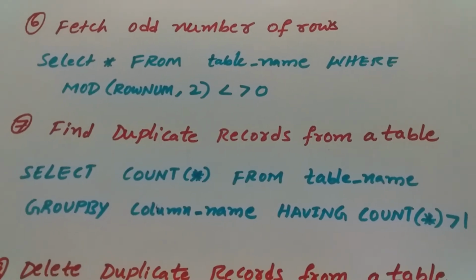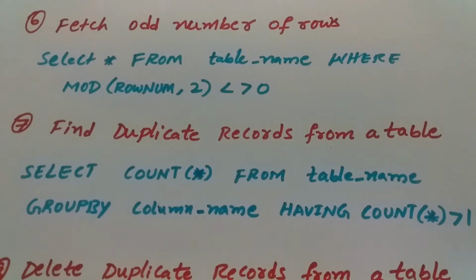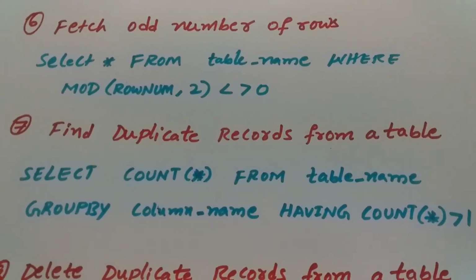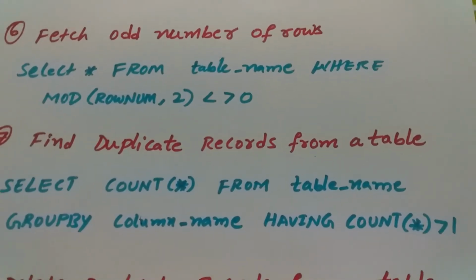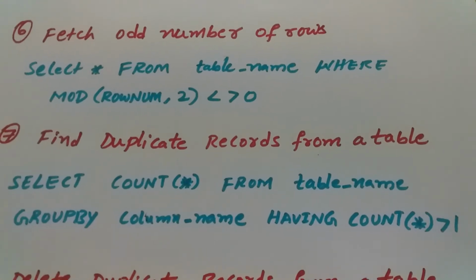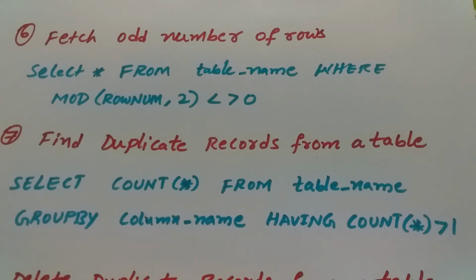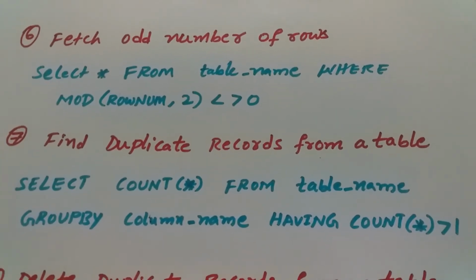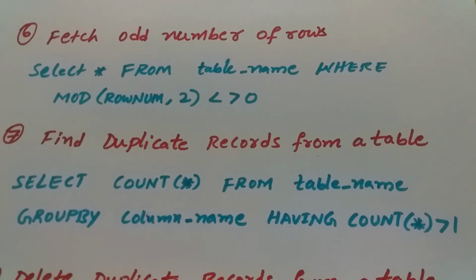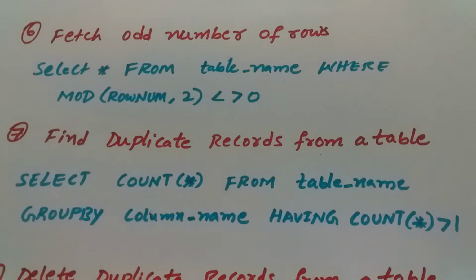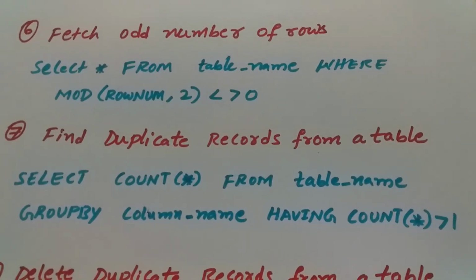So here I use the aggregate function count(*) and the group by clause in order to group the data, by using group by and the having condition, having count(*) > 1. Here column name you can specify any column, so that the group by will group the data by this column name, and then it will count by using count(*).